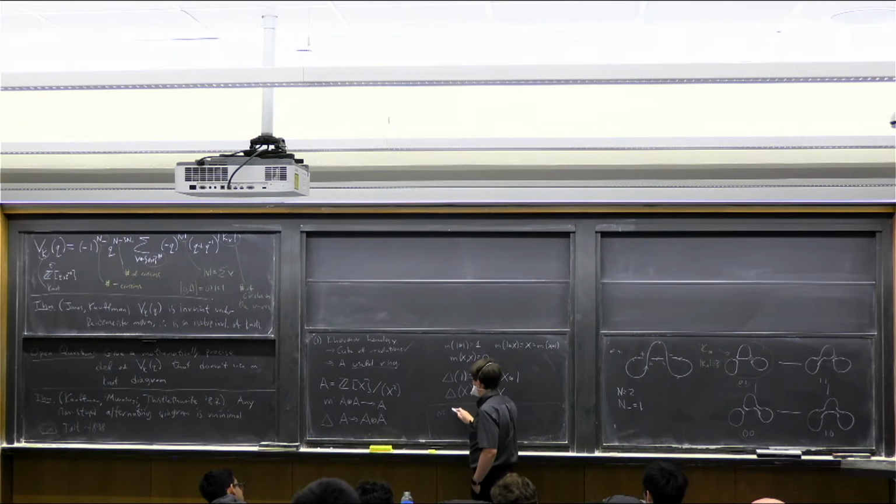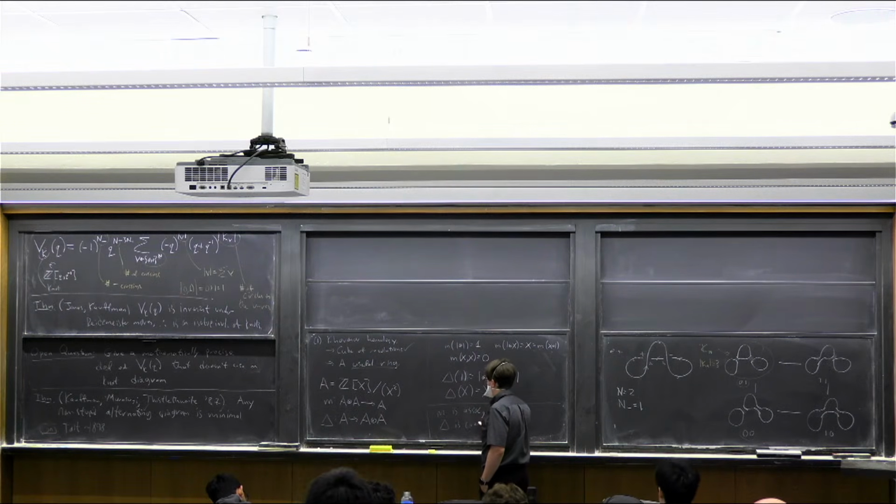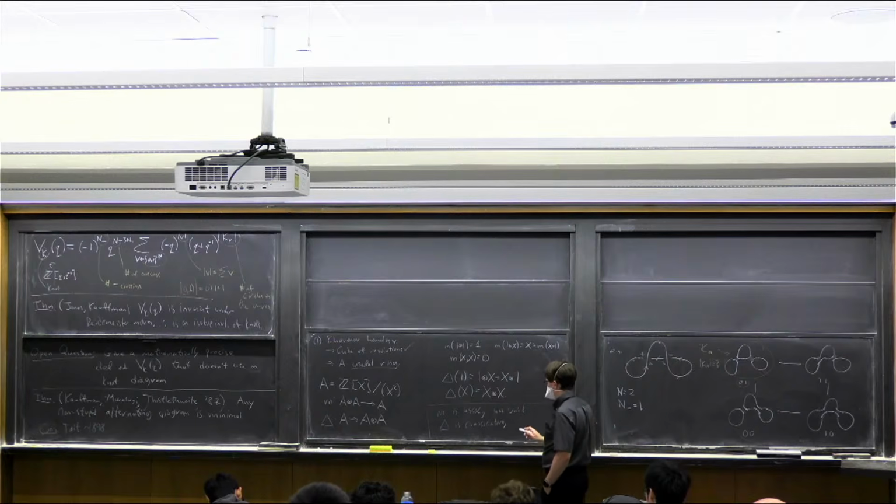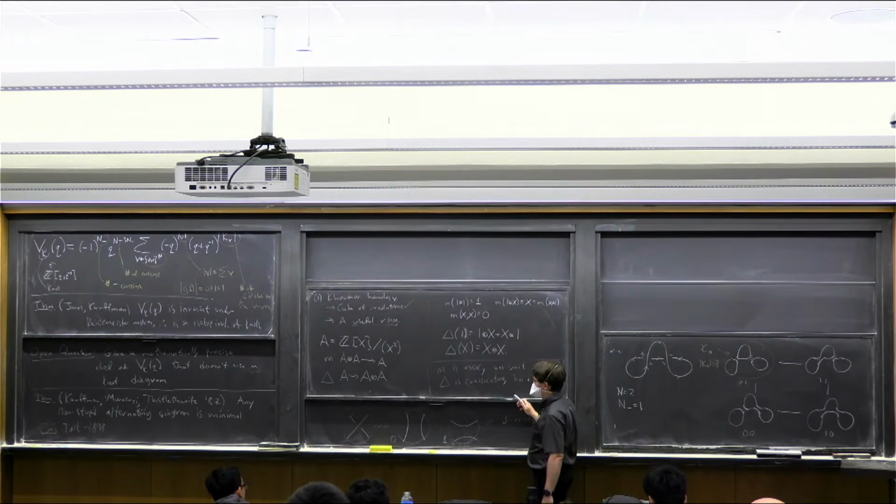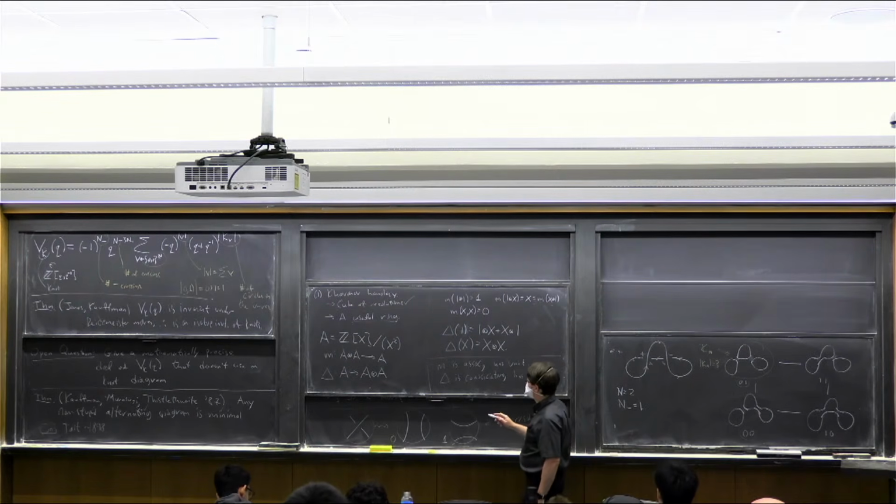M is associative. It has a unit. Delta is co-associative. It's a co-multiplication, so you just put co before things. It's co-associative, and it has a co-unit. The co-unit is not actually going to matter for what we're saying today, so I won't dwell on it much.